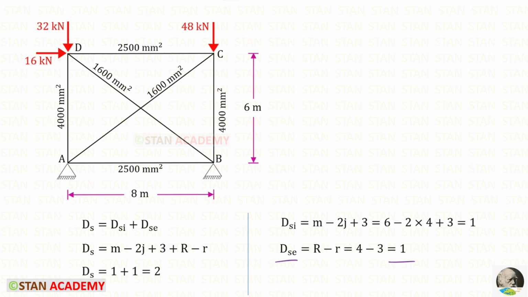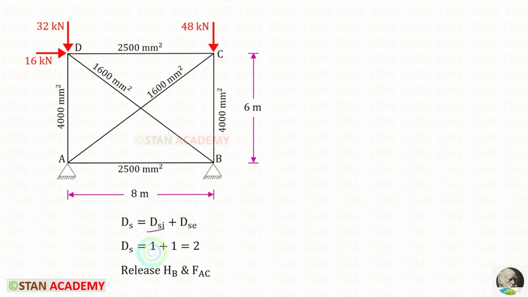So the degree of static indeterminacy will be 1 plus 1. We will get 2. Since there is one internal degree of indeterminacy, we have to release any one of the members in the truss. To keep it easy, we need to remove AC or DB. I am going to release AC. Also, we have external static indeterminacy, that is 1. In the hinged support, there will be one vertical reaction and one horizontal reaction. Out of these 4, we need to release any one of them. I am going to release the horizontal reaction at B, that is HB. So we are releasing HB and the member force FAC.